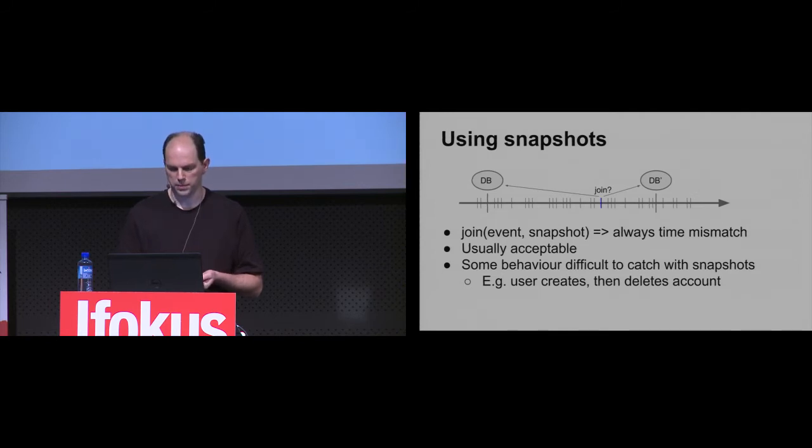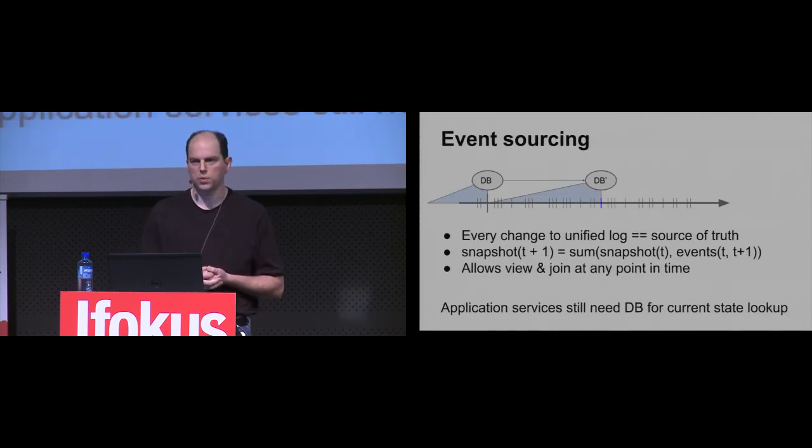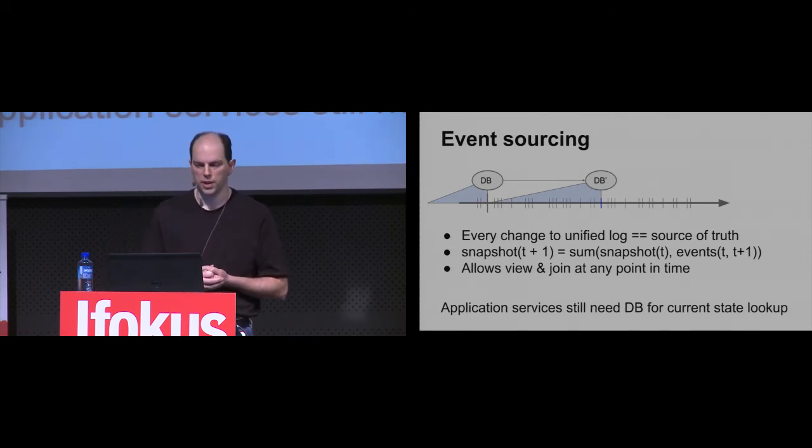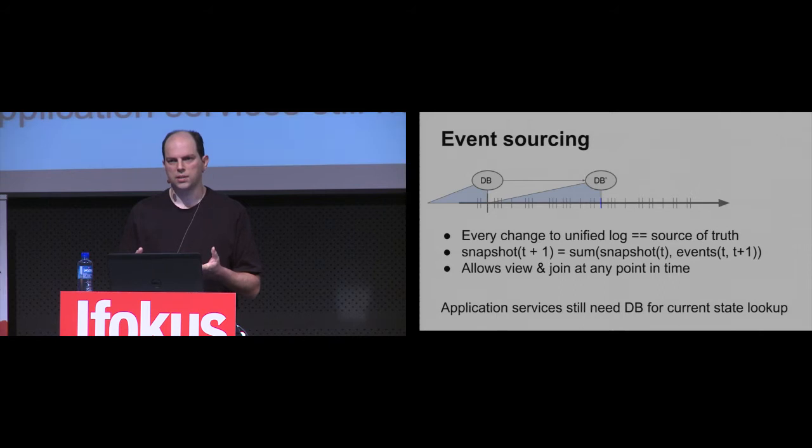and sometimes this is not acceptable. So what you can do is to jump on the religion of event sourcing, which basically says that we should never have any source of truth in databases. The only source of truth is this unified log, the append-only log of events that have happened. And if we want to take a snapshot or a view of the current state, then that view is the sum of all events that have happened until now.